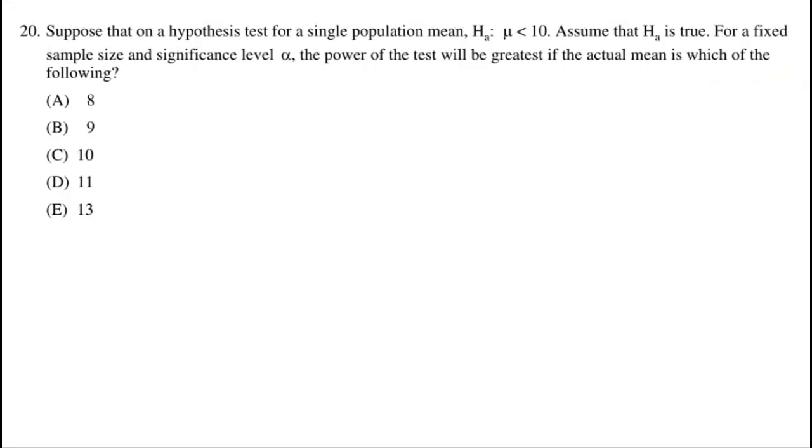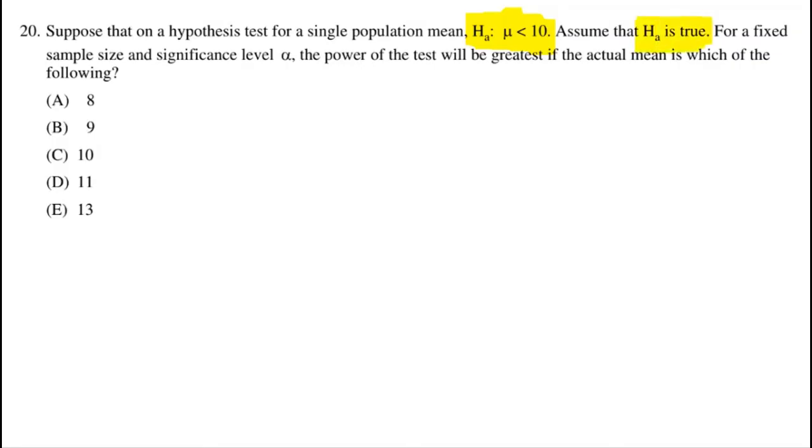All right, suppose that on a hypothesis test for a single population mean, we have an alternative that mu, the population mean, is less than 10. Assume that the alternative is true for a fixed sample size and a significance level alpha. The power of the test will be greatest if the actual mean is which of the following? Okay, so here's the deal. Our alternative is that the truth is less than 10. The true mean is less than 10, and we are assuming that that is true.